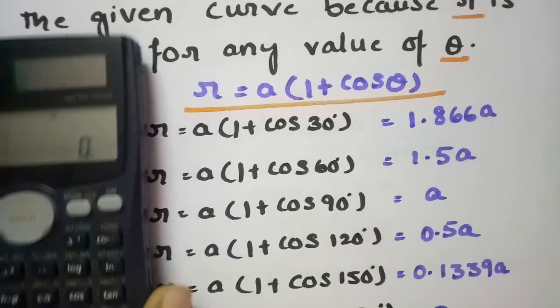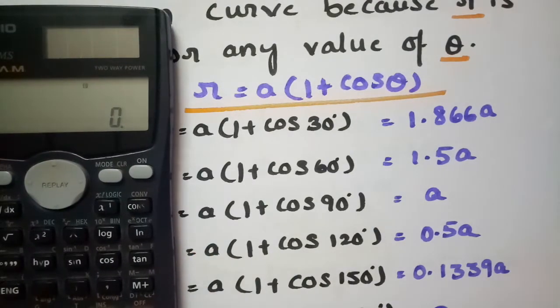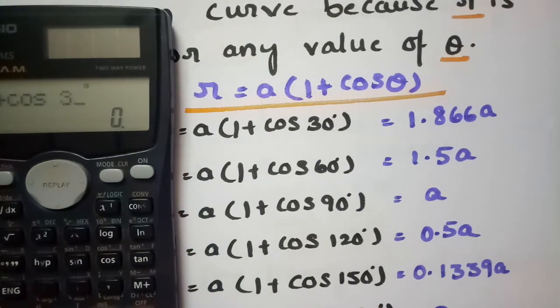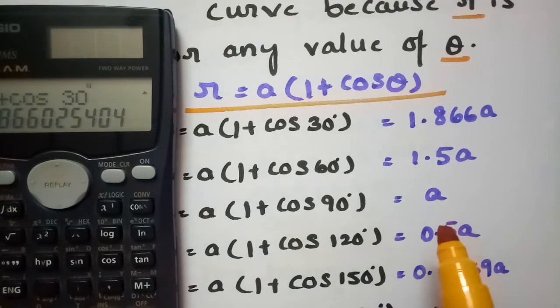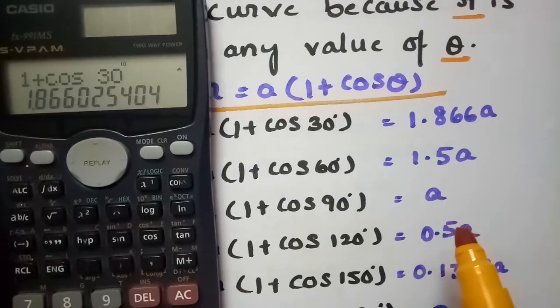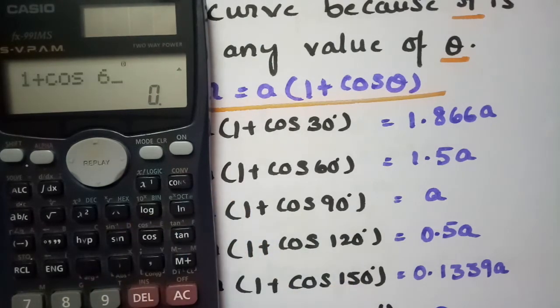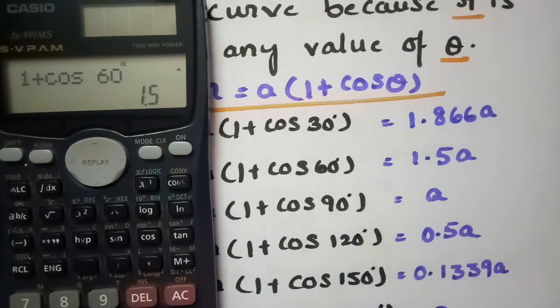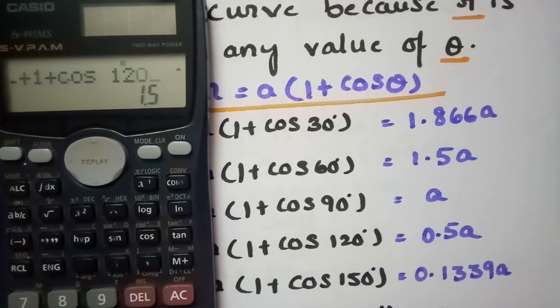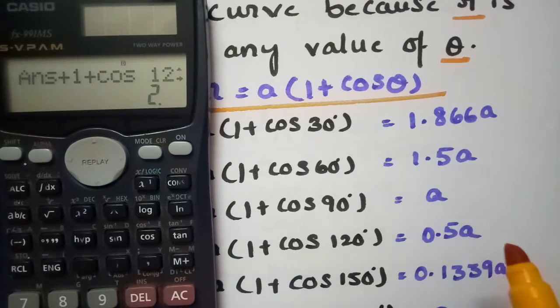As you know, cos 30 is equal to root 3 by 2, and straightaway you can do like this, 1 + cos 30. The value is 1.86. So the value here is like this. And the next one is 1 + cos 60. As you know, it is 1.5. So this one, that is 1 + cos 120. The value here is 0.5.